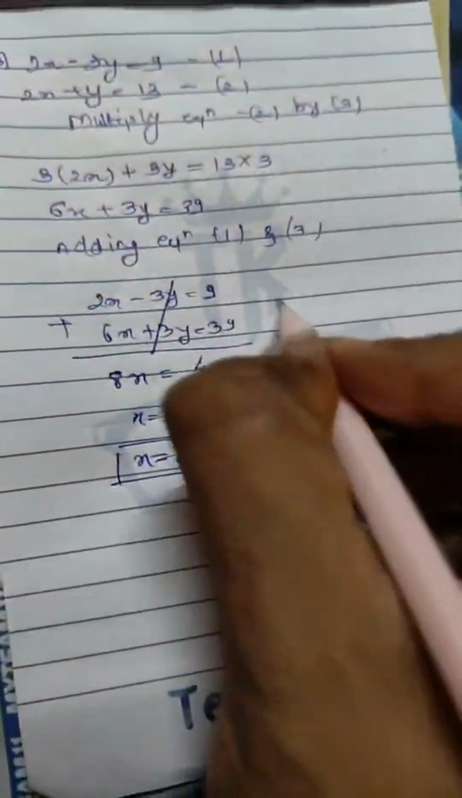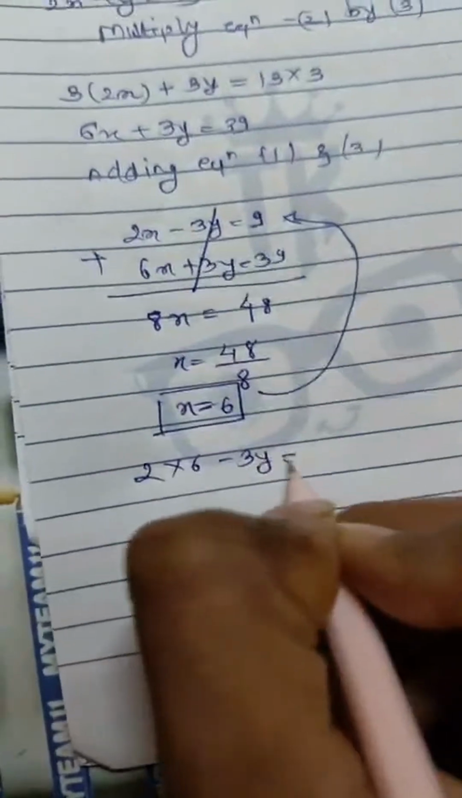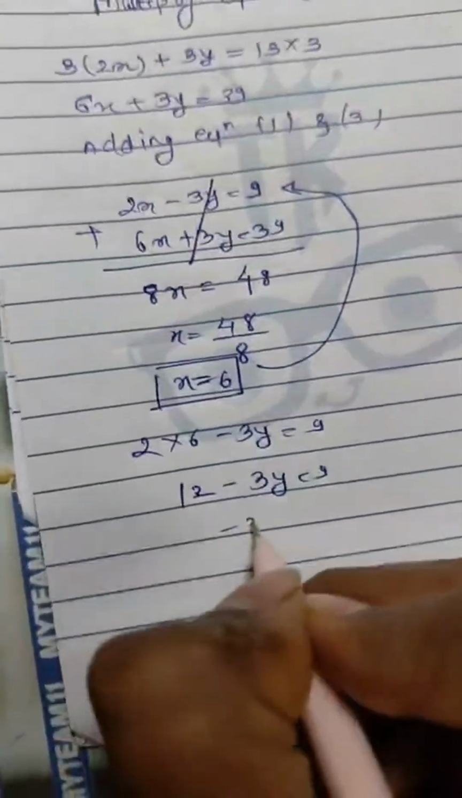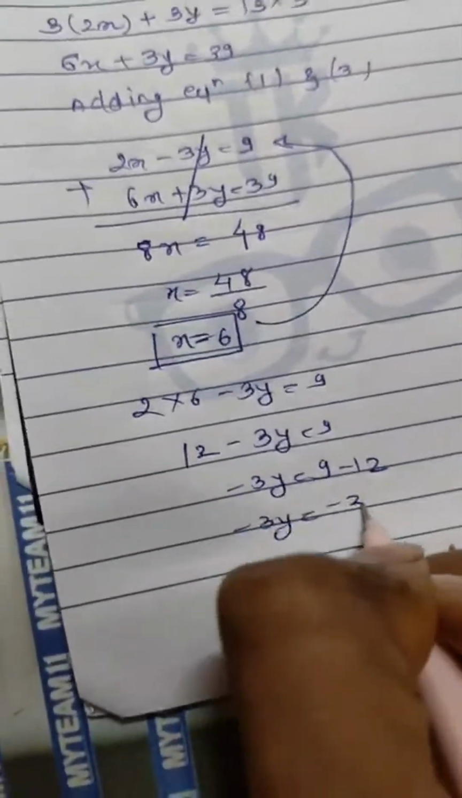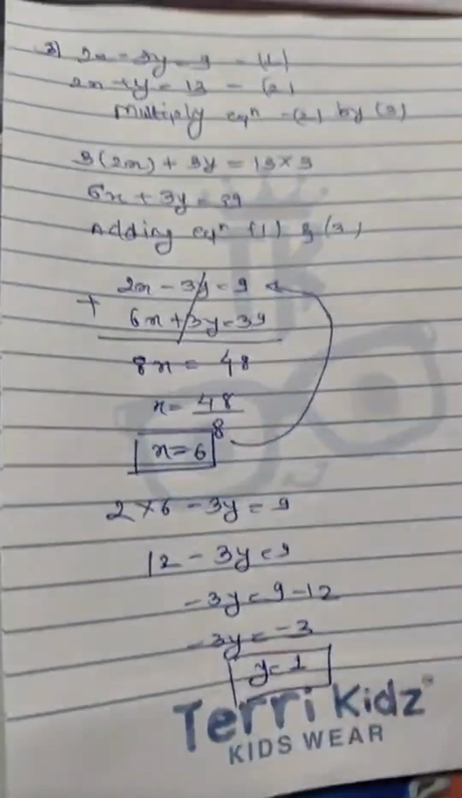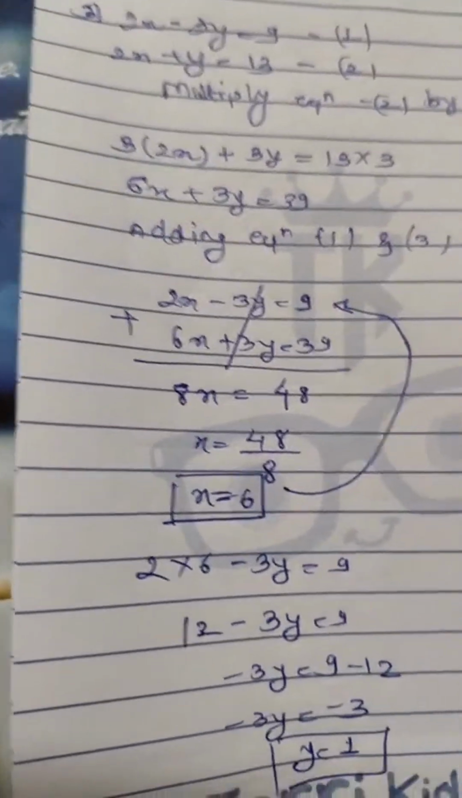So putting this value in this equation, 2 multiplied by 6 minus 3y is equal to 9. 12 minus 3y equal to 9. Minus 3y is equal to 9 minus 12. Minus 3y is equal to minus 3. y is equal to 1, we got here. So the value of x is equal to 6 and the value of y is equal to 1 we have got here.